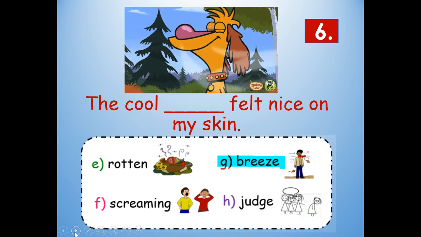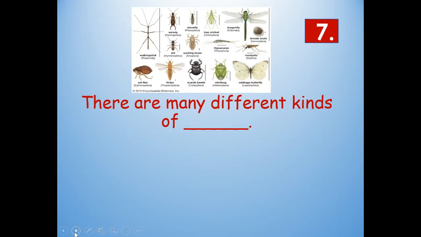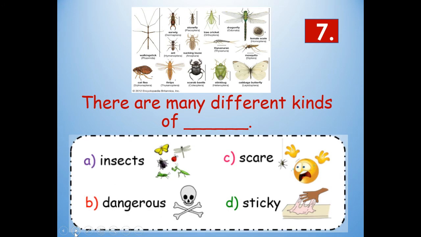B-R-E-E-Z-E, breeze. Number 7, there are many different kinds of blank. Look at our picture clue and where the word is in the sentence. There are many kinds of insects. There are many kinds of dangerous. There are many kinds of scare. There are many kinds of sticky.